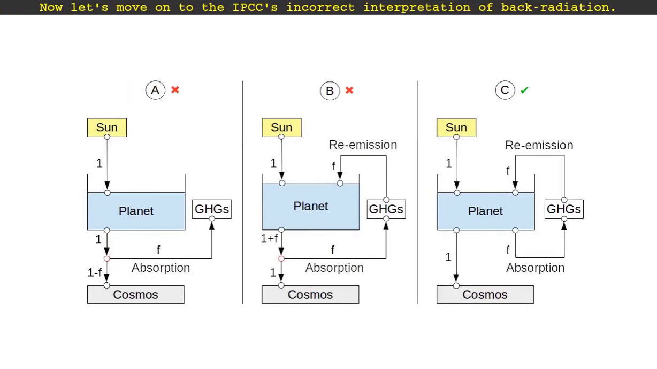Now let's move on to the IPCC's incorrect interpretation of back radiation. The montage reflects Part B of Figure 3 in the accompanying document. The red circle somewhere between the planet and the cosmos is problematic. It is impossible to materialize it, and yet the pump's suction port must be connected somewhere. If left in the open air, a magic trick would be required to make the pump reject water after sucking in air. Let's go back to the video.